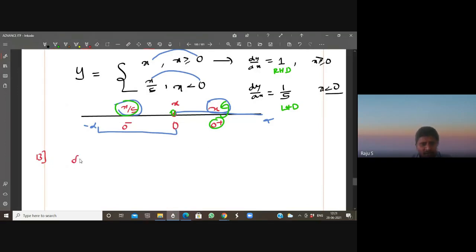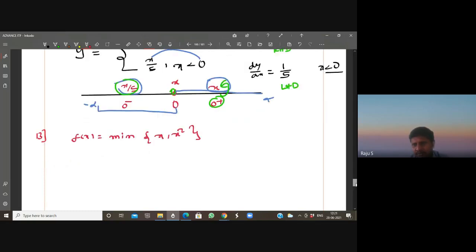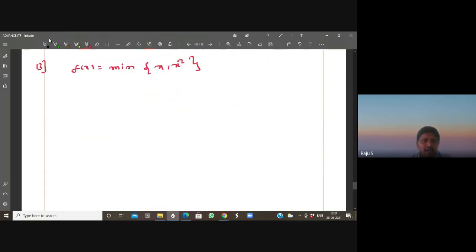What is the function they have given? f of x is equal to the minimum of x comma x square, right? Students, whenever they are asking for minimum or maximum, remember that you have to equate both the values because we need some particular values. Take x square minus x is equal to 0.